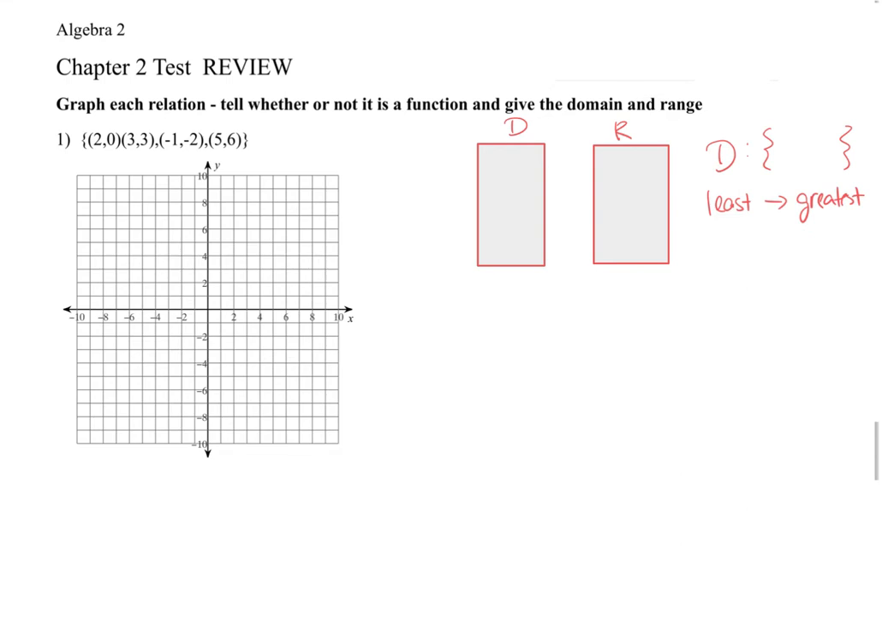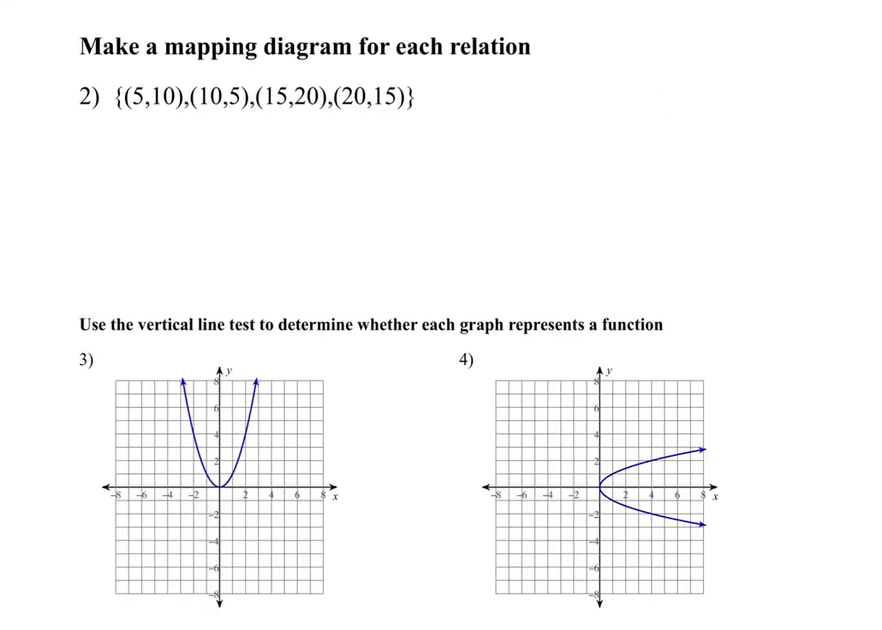The mapping diagram is the next one. This one you have to either give me circles or rectangles, one or the other. And you have to label it. The biggest problem I actually saw on this on your quiz was that you did not label domain and range. So you do have to tell me which one is domain and which one is range here. All right, so you do have to label it.